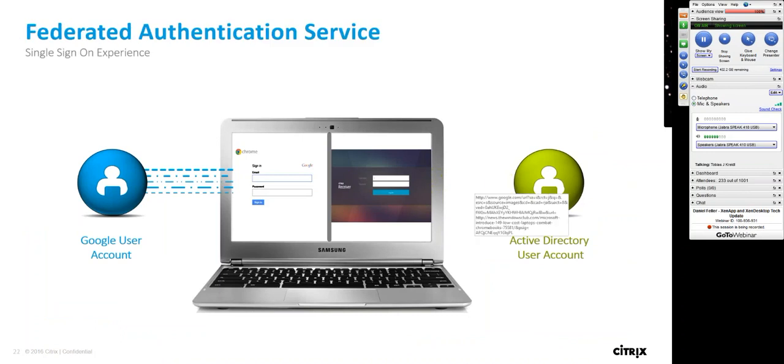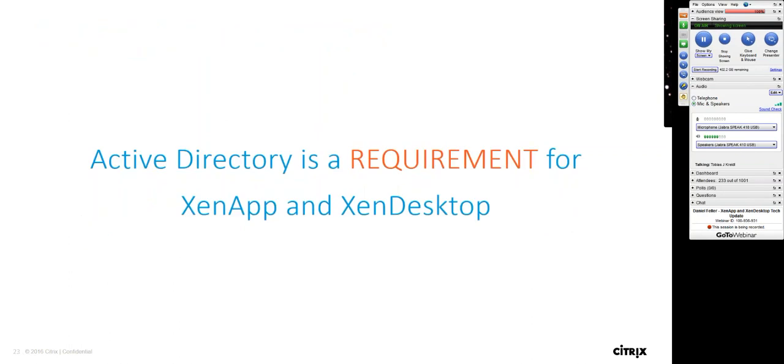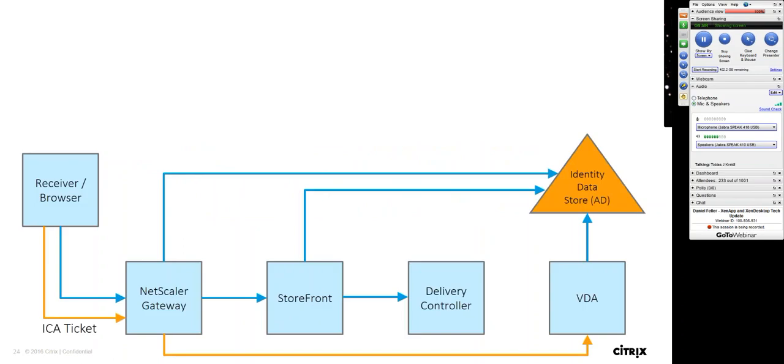The other option with the Federated Authentication Service is that you log into Google, and then your Google account is used to log you into StoreFront. And then from there you can access your resources. The thing to remember here is that even though we're using Google to authenticate us, Active Directory is still a requirement. There's still AD in the back end. Because we're running on top of Windows, Windows is going to require Active Directory to authenticate users.